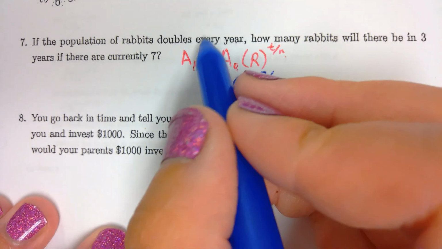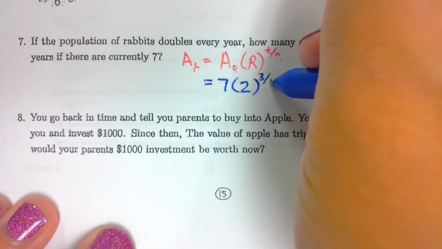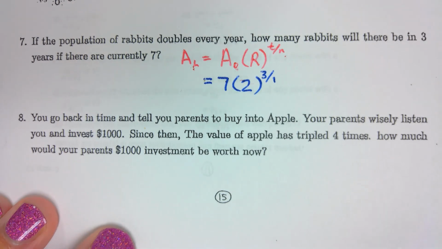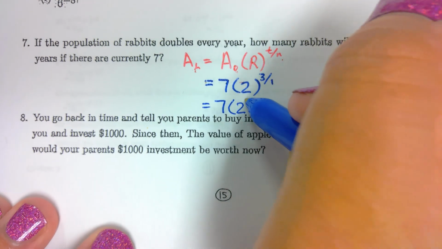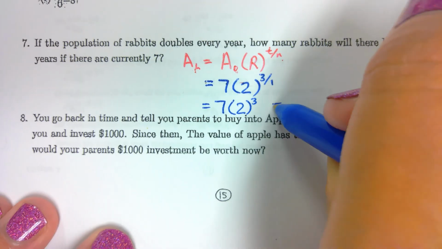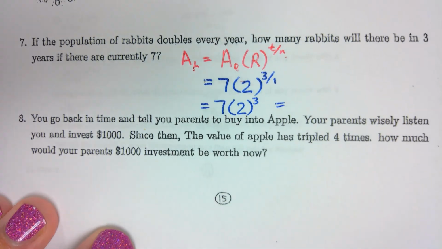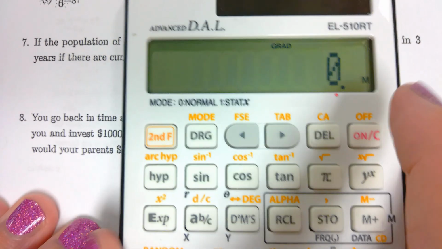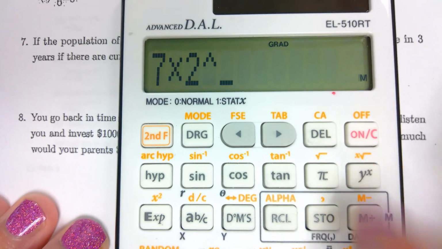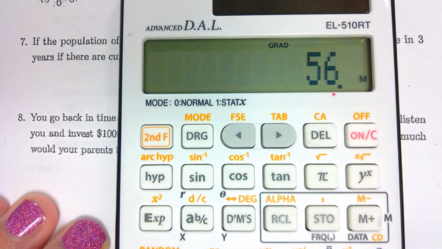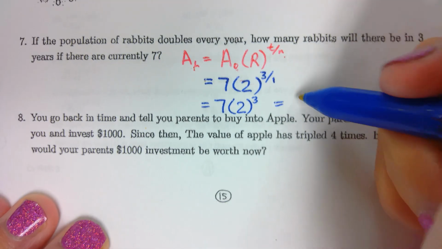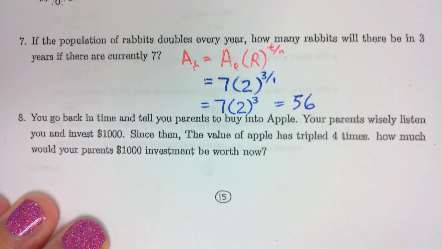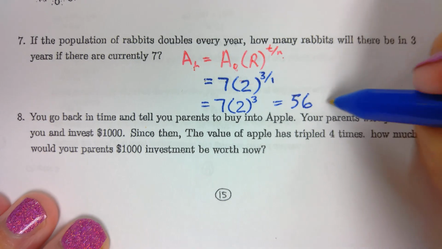Yeah, every year, right? Doubles every year, right? So 3 divided by 1. Okay. So 7 times 2 to the power of 3, basically. And if you calculate that on the calculator, 7 times 2 to the power of 3, you get 56. So your answer, what's my final answer? 56 what? Rabbits, right?